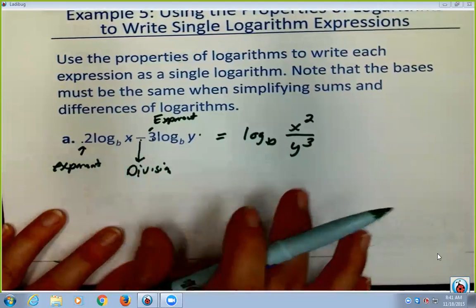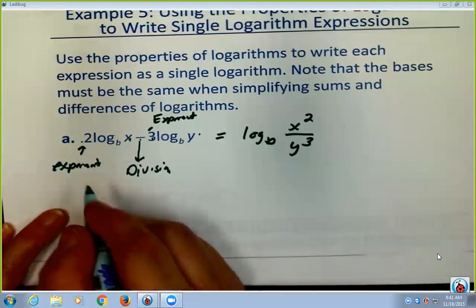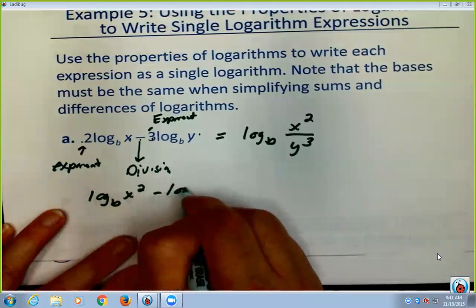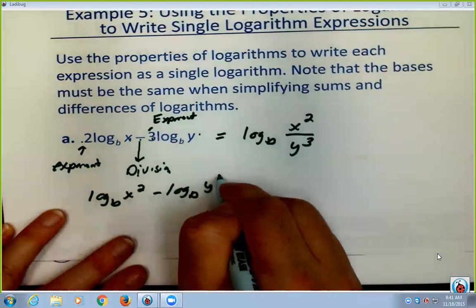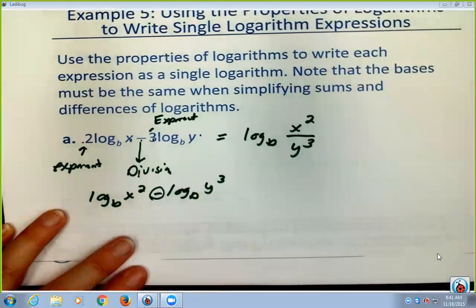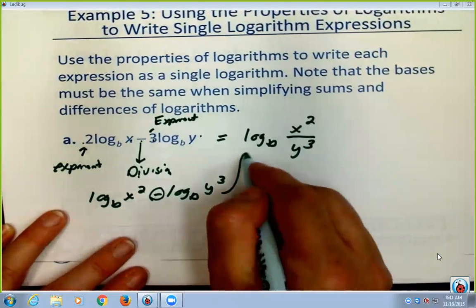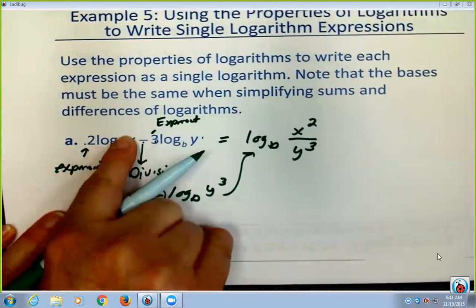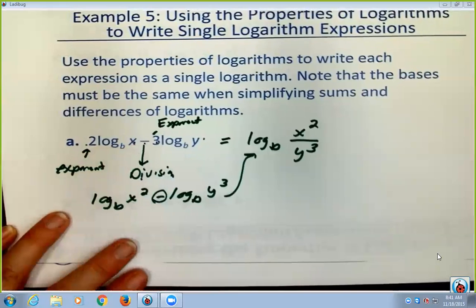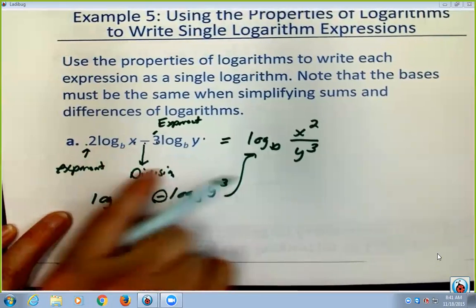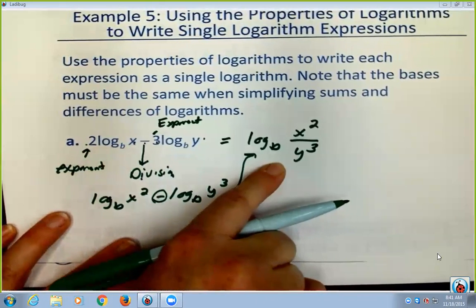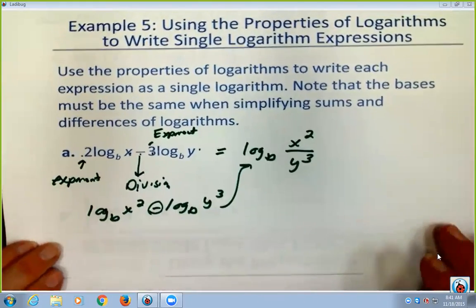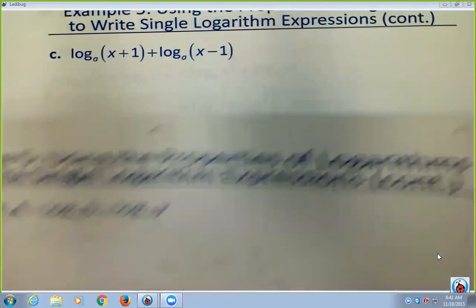Now, if you don't feel comfortable hopping right to this, rewrite this as log b x squared minus log b y cubed. Then go back and do your subtraction, and then it will come back out to that. Okay? So if you really want to be careful and make sure you got those exponents where they're supposed to be, rewrite it this way, then put it back as it originally was. So that's what happens with this piece. Okay, let's take a look at another one.